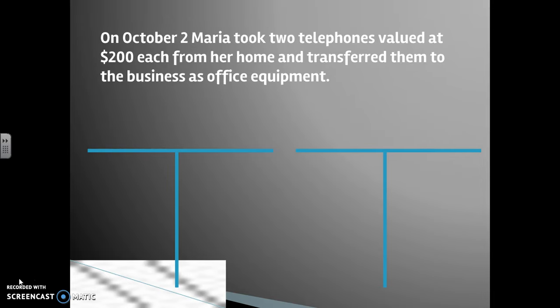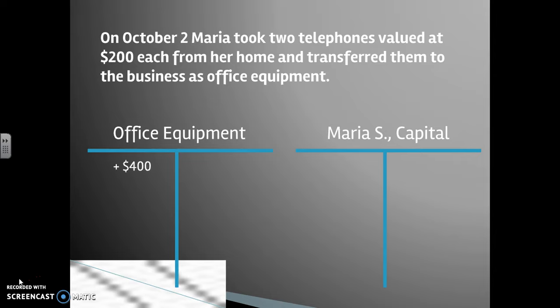On October 2nd, Maria took 2 telephones valued at $200 each from her home and transferred them to the business office as office equipment. Office equipment and Maria S. Capital are the 2 accounts affected in this transaction. We will increase office equipment by $400 with a debit. We will also increase Maria S. Capital by $400 with a credit.